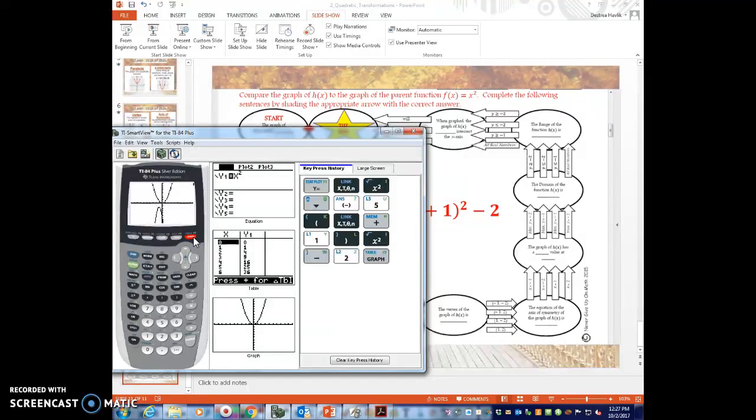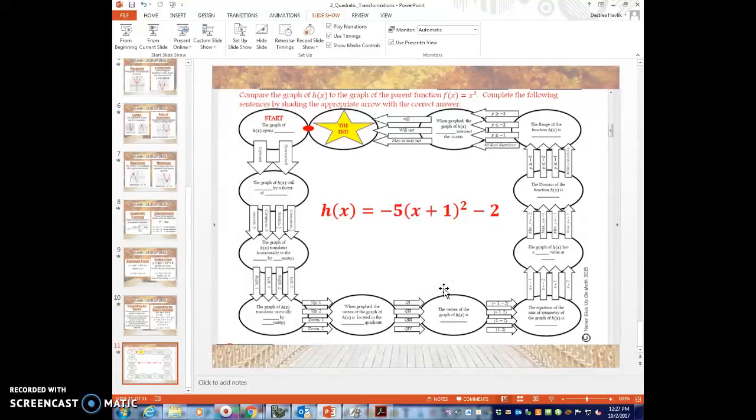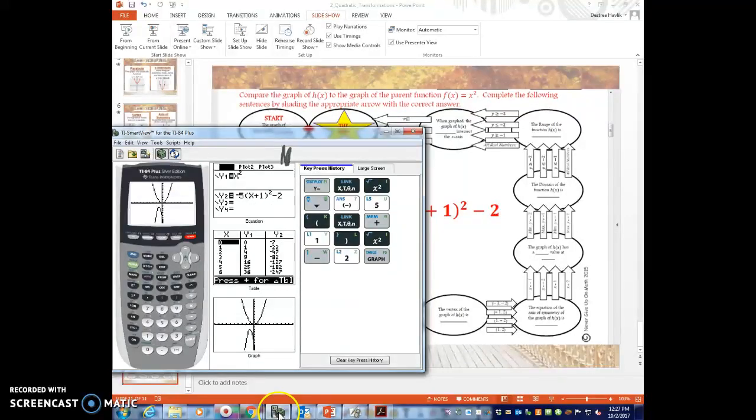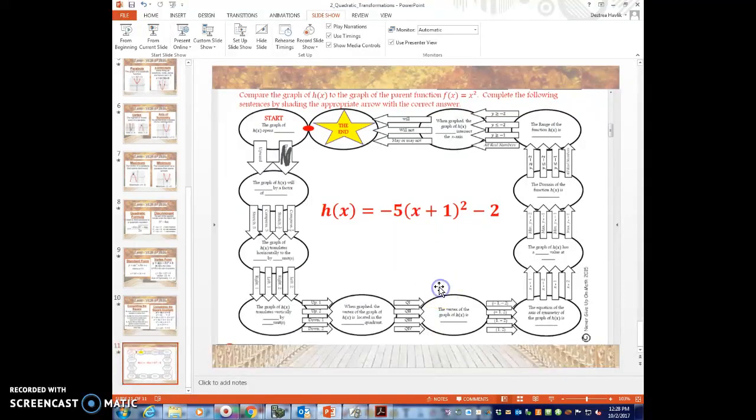Now looking at the graph, the first question wants to know, does it open upward or downward? Remember, this is the graph it came from, and this is the new graph that it is. So does it open upward or downward? Downward. Okay? Now they want to know, is it compression or stretching? Well, it's getting thinner, so it's obviously a stretch. Okay, and it's by 5.